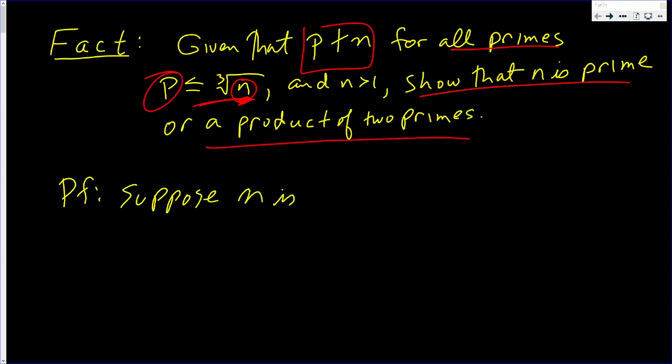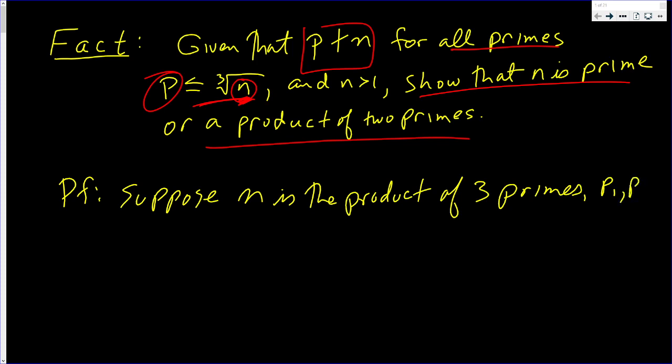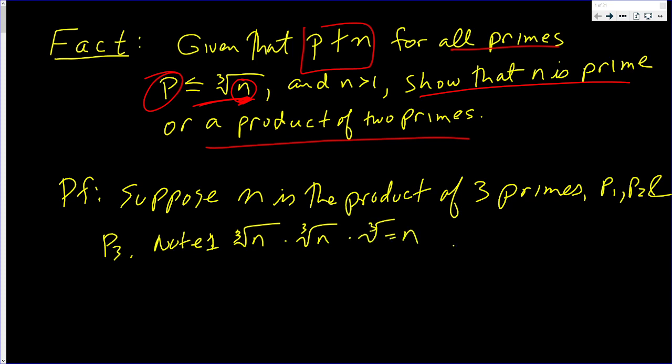Suppose N is the product of 3 primes, say P1, P2, and P3. Also note 2 things. Note 1, the cube root of N times the cube root of N times the cube root of N is N.